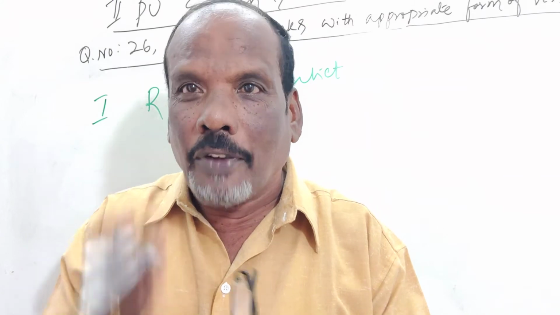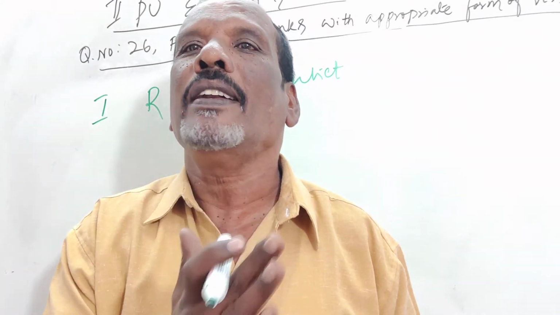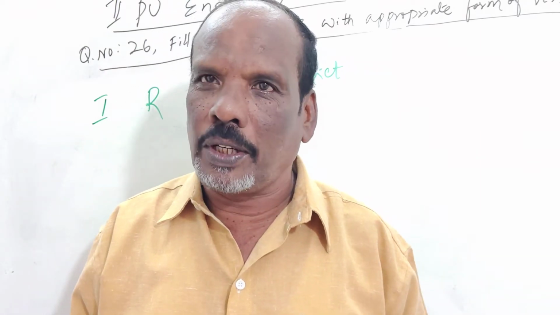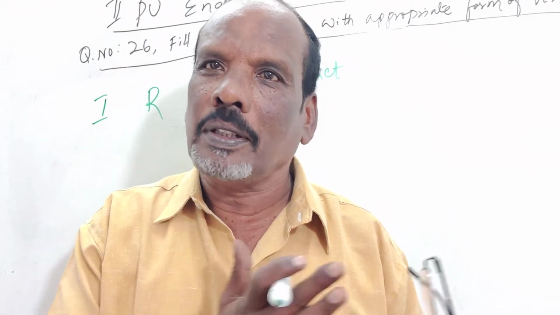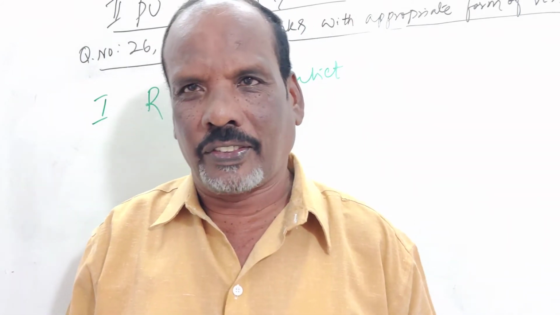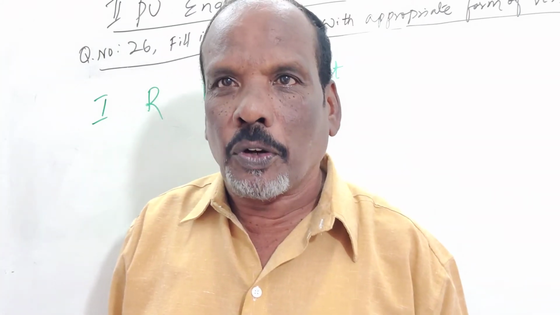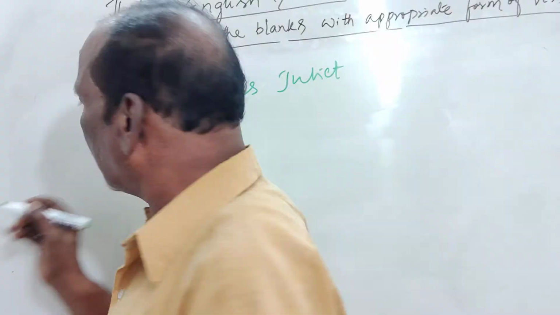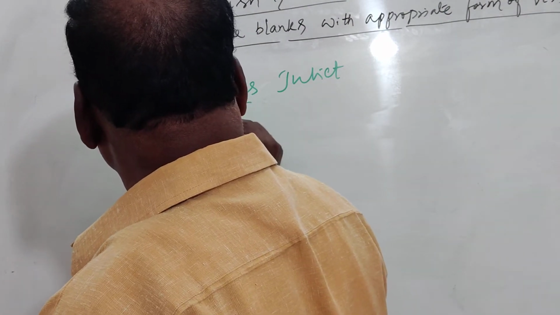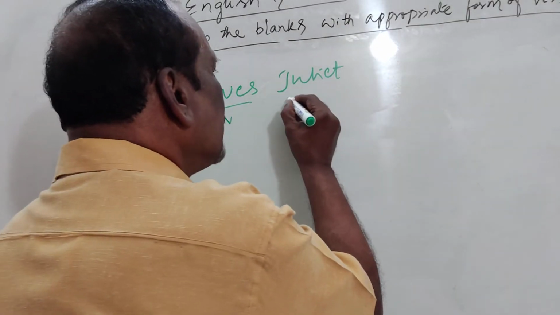So divide the given thing into 3 parts, that is subject, verb and object. It's very simple. I have used a simple sentence. Romeo loves Juliet. So Romeo, who is the doer? Romeo is the doer. That is subject. And what is the action? He loves. And then on whom the action is done?